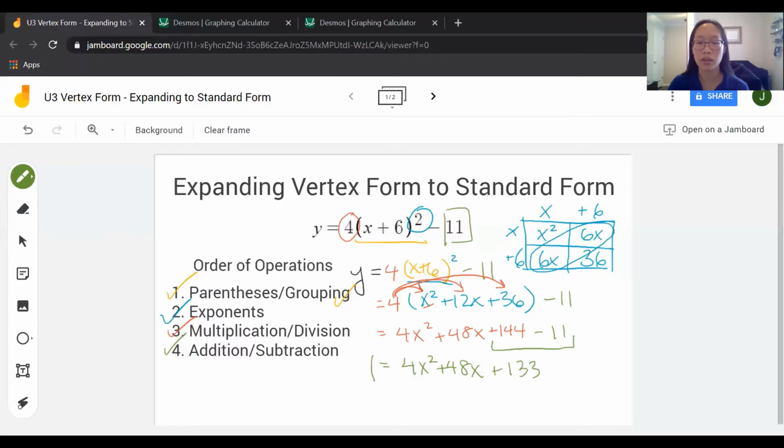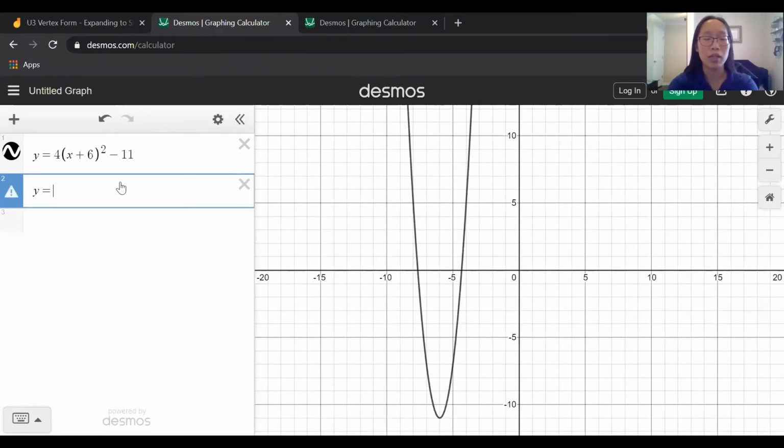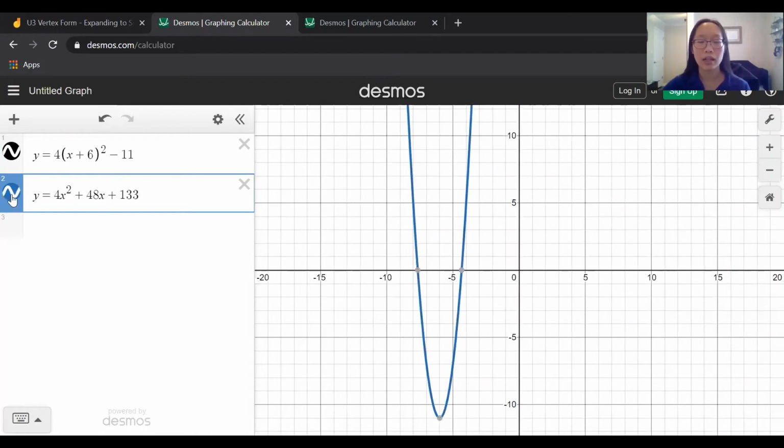So this is my final standard form. I can check this by graphing on a calculator like Desmos or TI-83. So this was my original form, and then I'm going to type in my standard form, which I found. So this is 4x squared plus 48x plus 133. And you notice by toggling this on and off that my black parabola in vertex form and the blue parabola in standard form are exactly on top of each other, so I know that they're right.